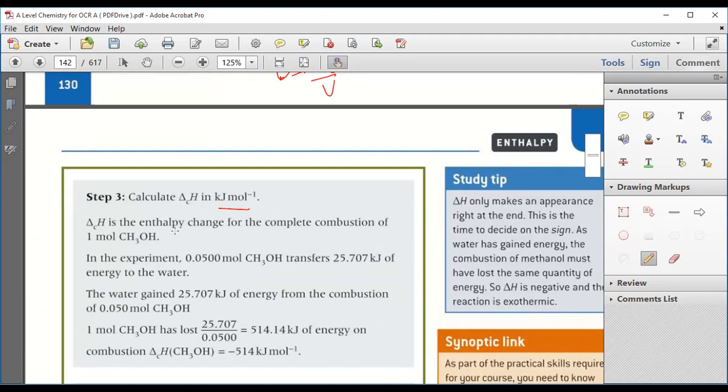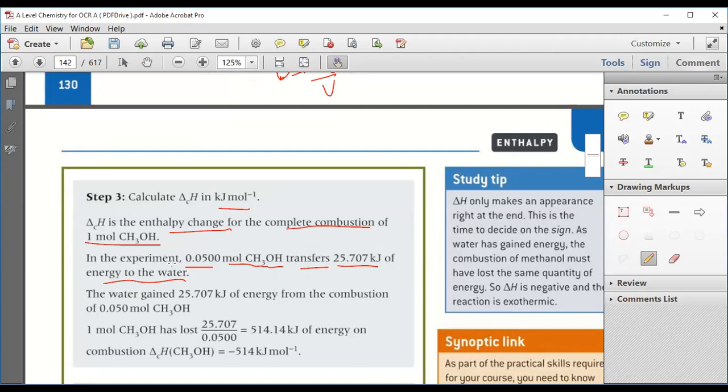Delta H combustion is the enthalpy change of a complete combustion of 1 mole of CH3OH. Whenever 1 mole of methanol is undergoing combustion, we need to find out the enthalpy change. In this experiment, we have observed that 0.05 mole of CH3OH transfers 25.707 kilojoule of energy to water. We found this out with the help of some formulas.